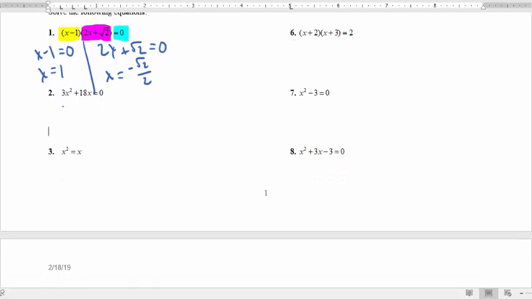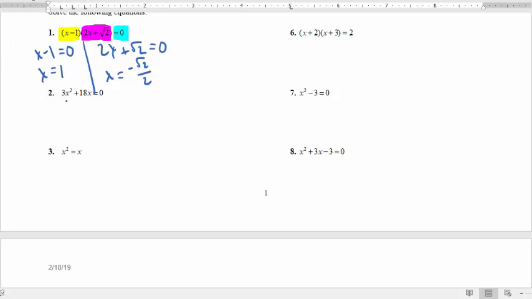Number 2, yes, it's equal to 0. However, it's not in this a times b equals 0 form. So what we need to do in one like 2 is we need to say, all right, well, I need to factor this so I can write it in the form a times b equals 0. So how do I do that in this case? Well, this one is fairly straightforward. It's just one of these GCF problems, right?